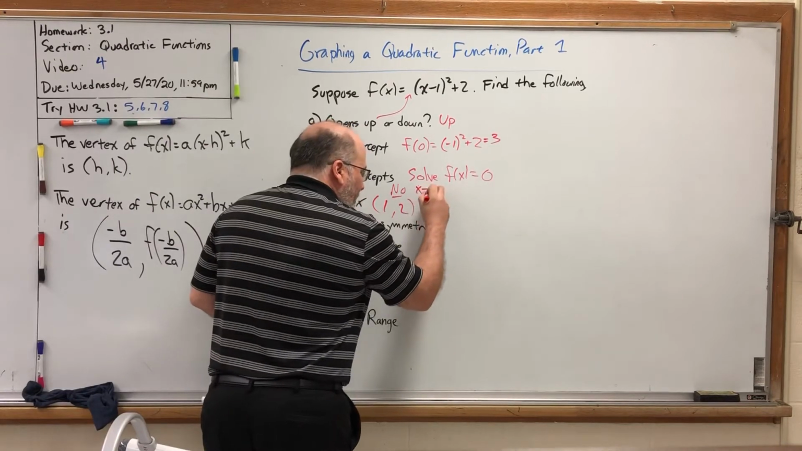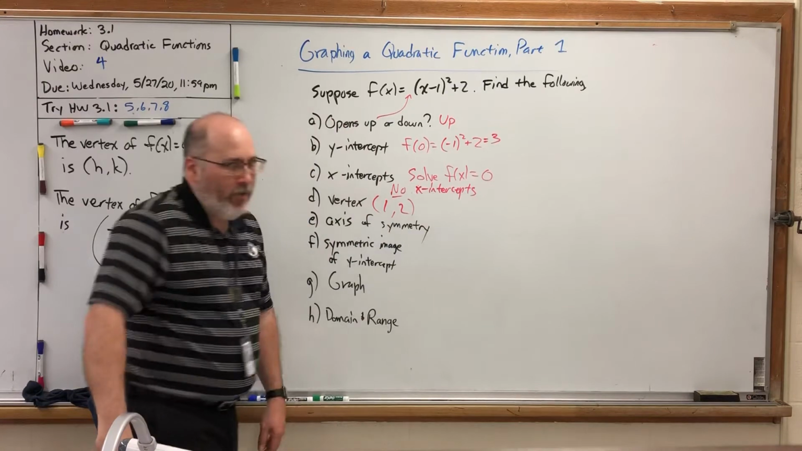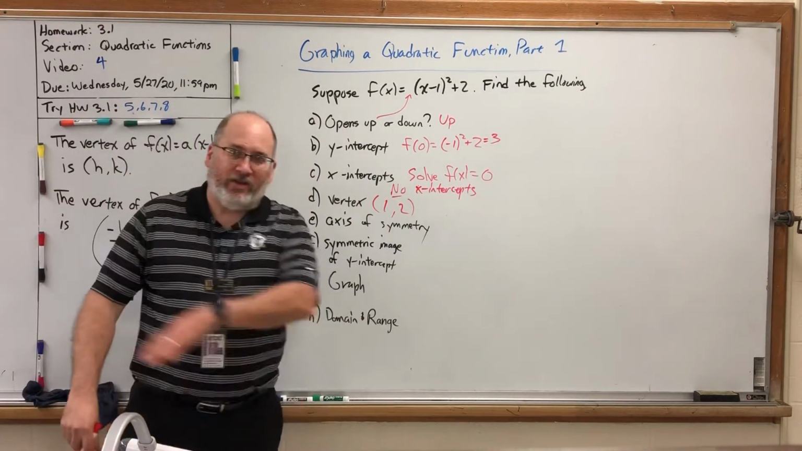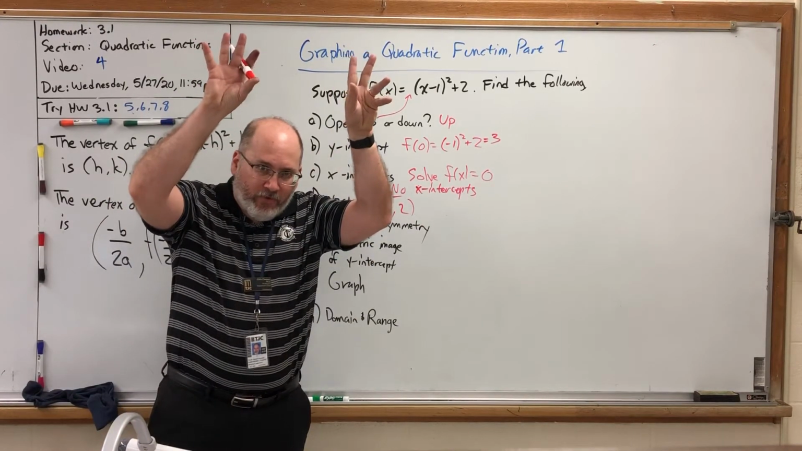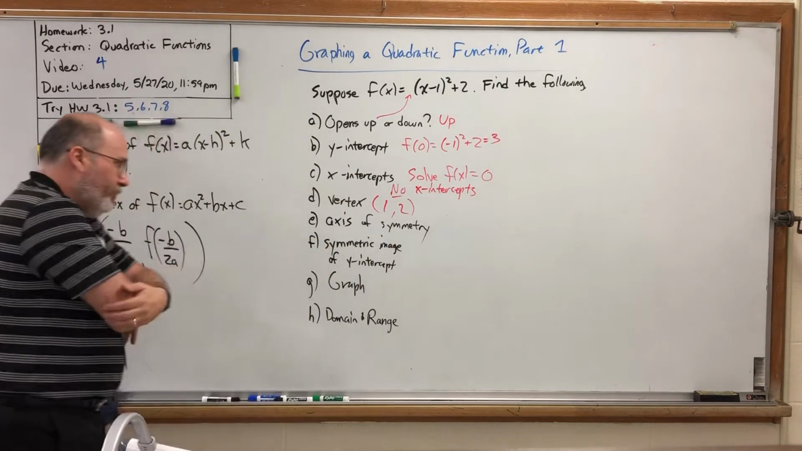No x-intercepts. There is a y-intercept. A parabola will always have a y-intercept. But it makes sense that there's no x-intercepts because the vertex is over 1, up 2, and the parabola opens up. So it already starts out above the x-axis and just keeps going up from there.